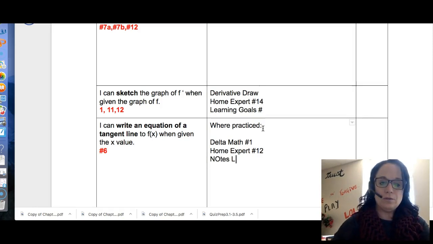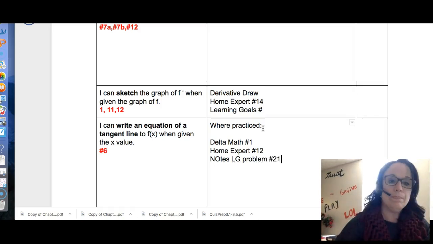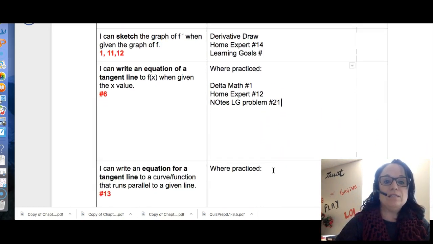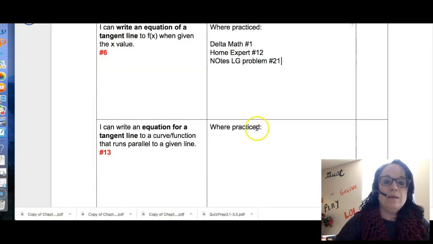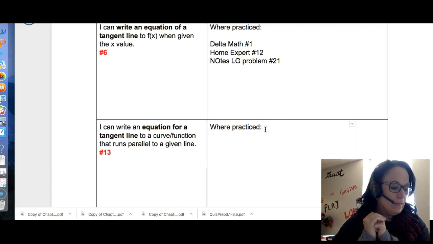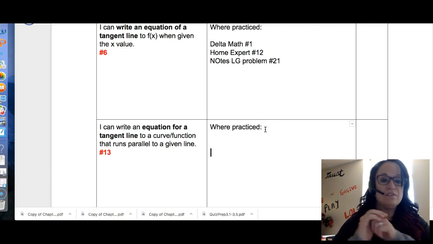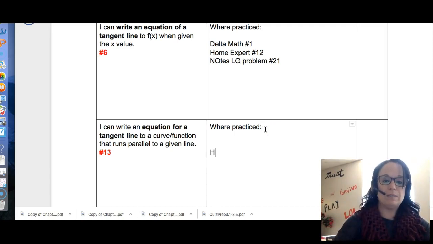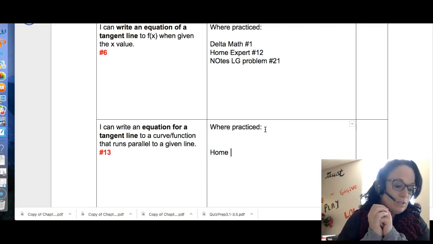And also your learning goal problem in your binder, those ones that are numbered and we do at the beginning of the hour, number 21. There'll be one of those on your test and it's number 6. Next up, can you write an equation for a tangent line to a curve or function that's running parallel to a given line? There'll be one of those on your test, but some of us struggled with that. So that might be one where you say, give yourself a 2, I'm not really sure.